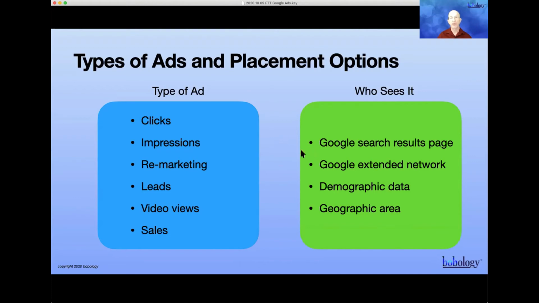But you can determine who can see it. You can have the ad, for example, on Google show up on the Google search results page, the homepage of Google. But Google also gives people the ability to make money by displaying ads on their websites, and that's called the Google Extended Network, so that you can have your ad appear in search.